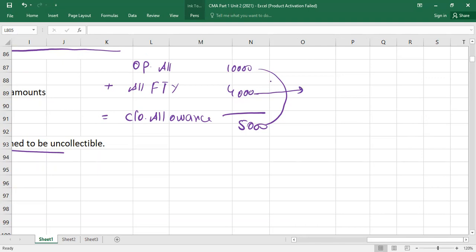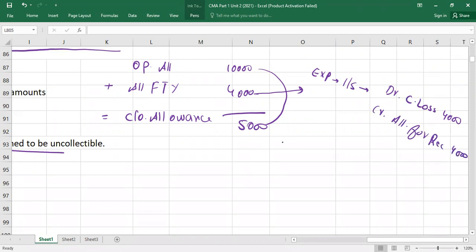Always complete the equation first. Now what you have to do? You have to record this allowance for the period as expense in the income statement. And what will be the double entry? Debit credit loss expense by 4,000. Credit what? Allowance for receivables or uncollectible accounts by 4,000.